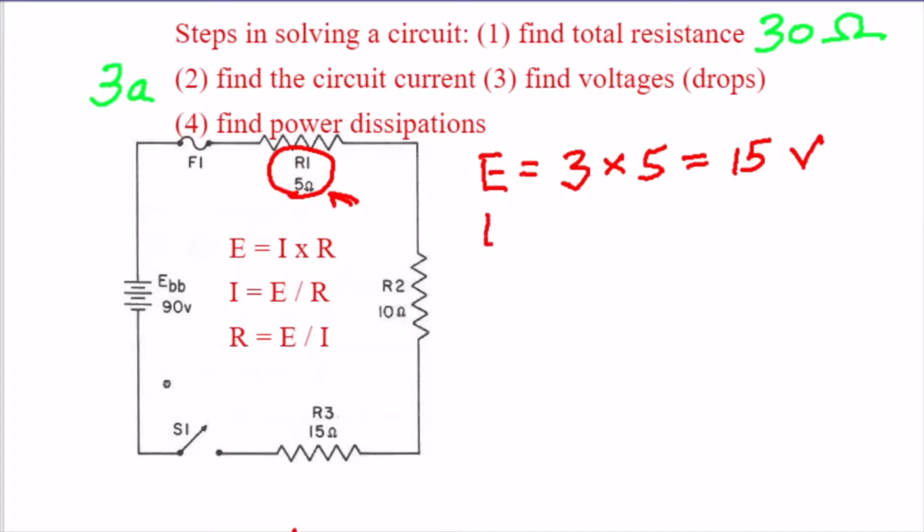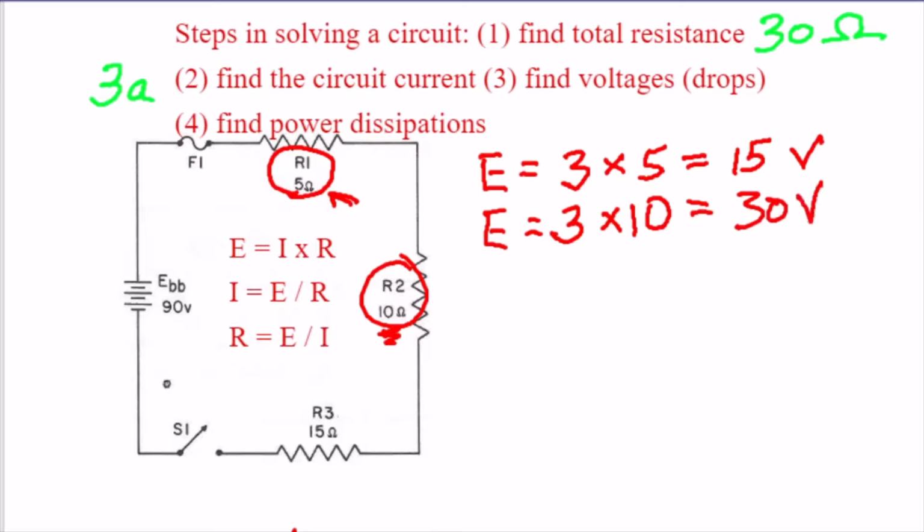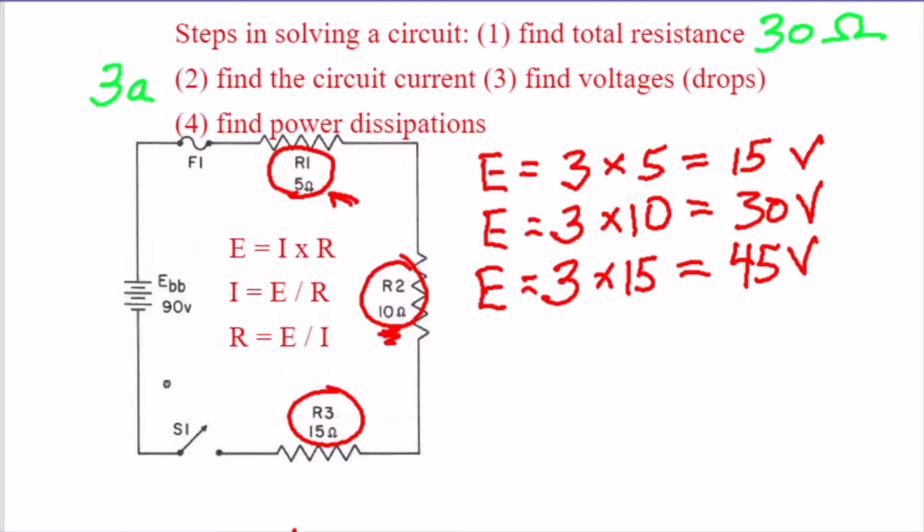The next one we're going to do is resistor number 2. That's going to be the same amperage, and this time it's times 10, which is the resistance, and that's going to be 30 volts. And the last one, down here, the amperage is the same. Don't forget the amperage is the same all around the circuit, times 15, and 3 times 15 is 45. Okay, so those are our 3 voltage drops on this circuit.